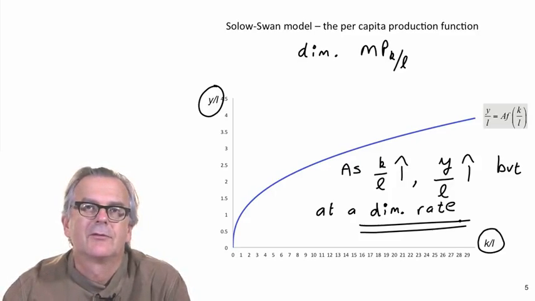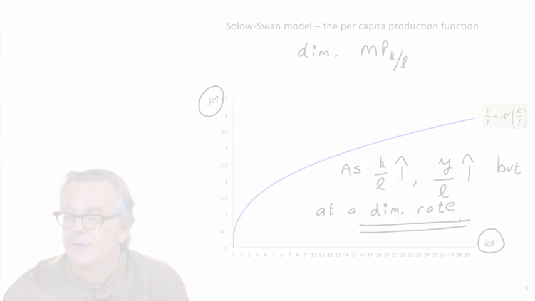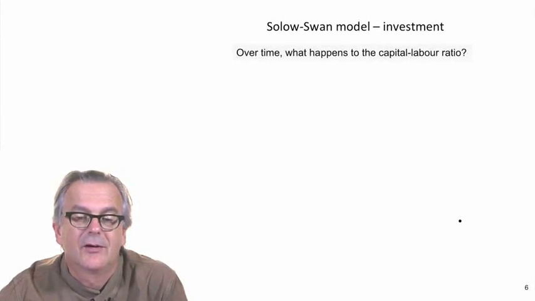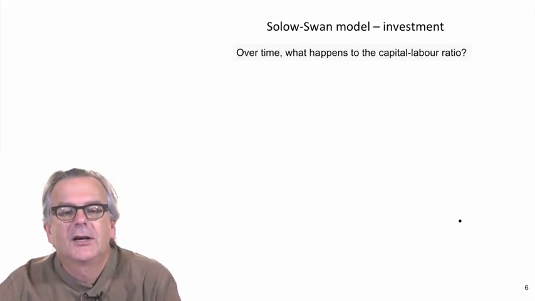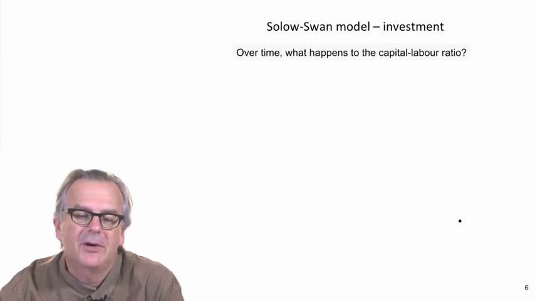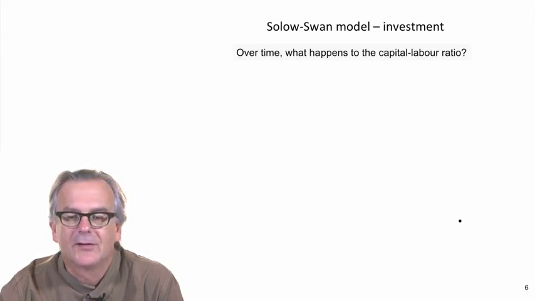So far, everything I've described about the model is familiar. We'll now start introducing some new elements to think about. And the new elements arise because I want to ask the following question. Over time, what happens to the capital labour ratio? What I mean by this question is, suppose you just sat back and observed an economy over time. Is there anything over time that is going to happen to that capital labour ratio?